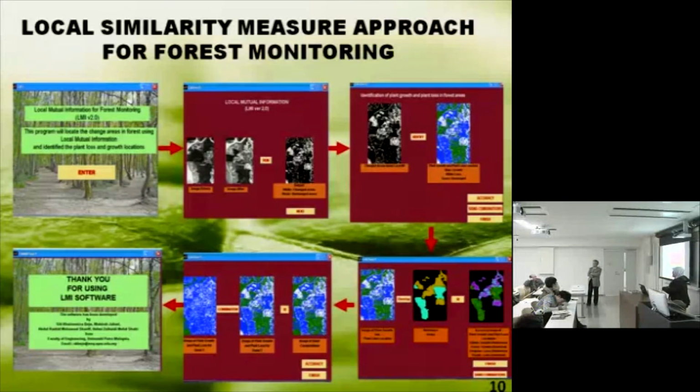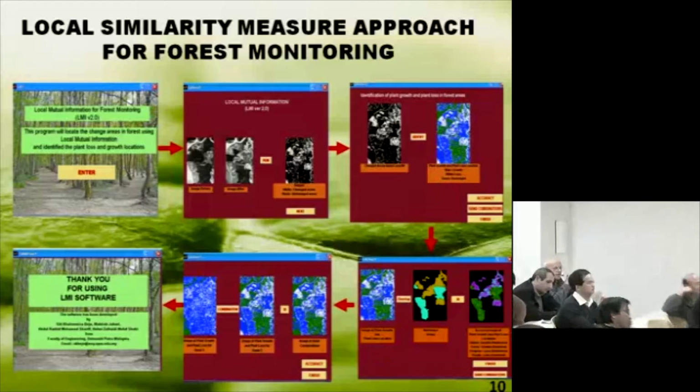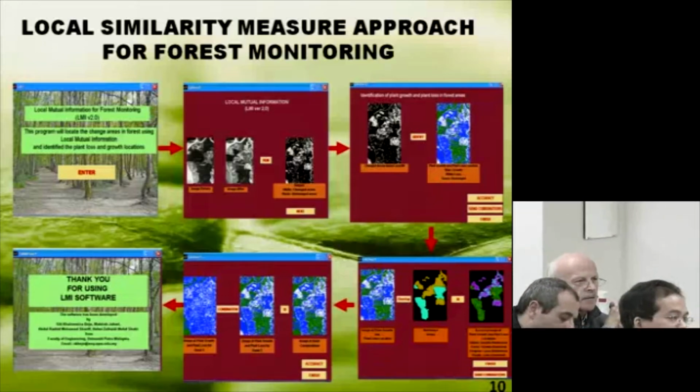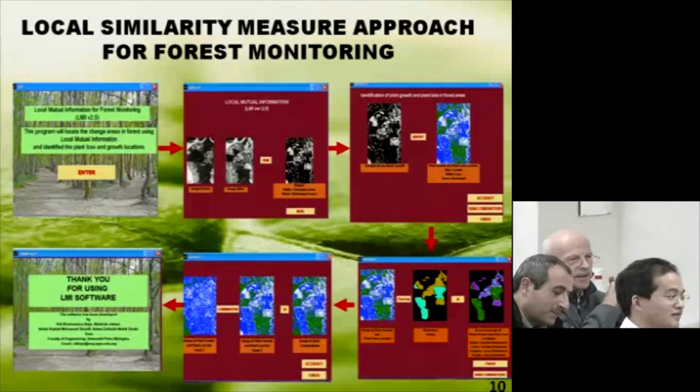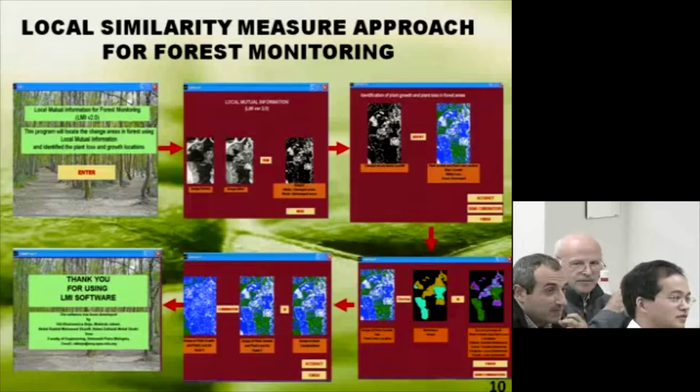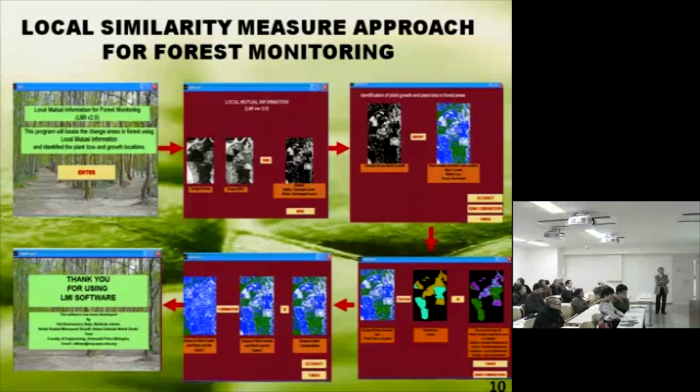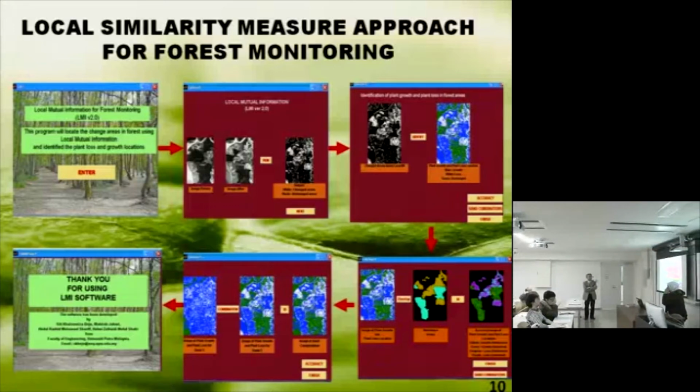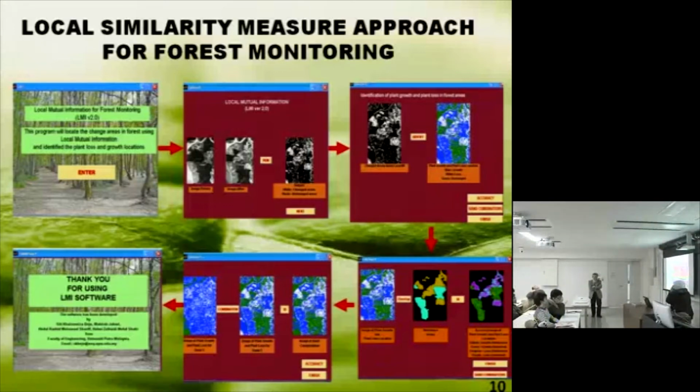What's the size of the area you're talking about? How many hectares are you talking about? Roughly. But I'm not sure. I'm sorry, I will check.